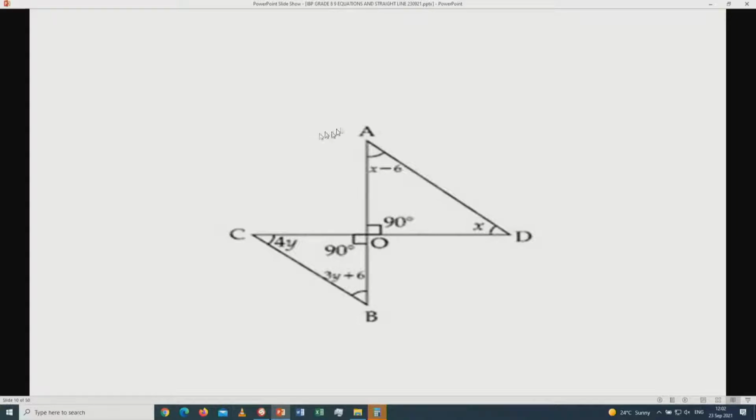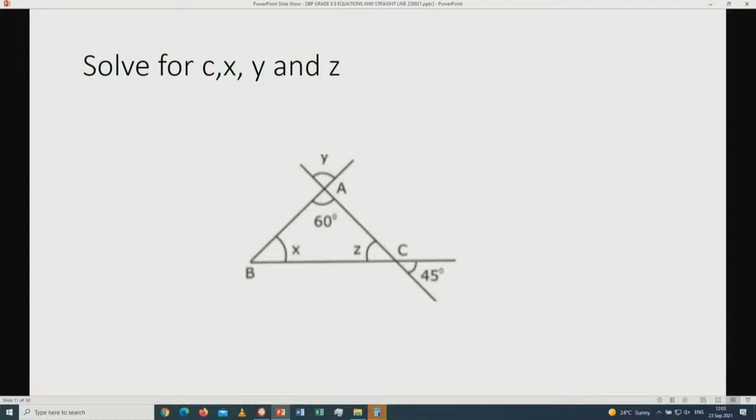Again, we've got a triangle and a triangle. What do you know about the triangle? When you add all the angles, they'll give you 180 degrees. That's important. That's why you start there, and the rest will follow. Same thing when you go to the triangle underneath here. When you add all those angles, how much do they give you? 180. Same thing here, what do you have?